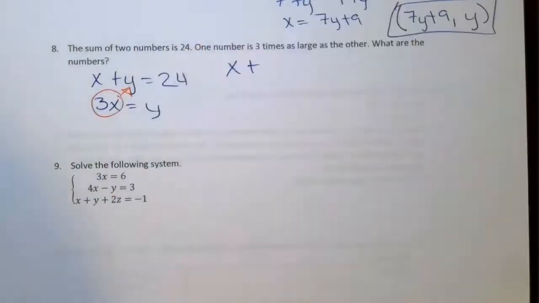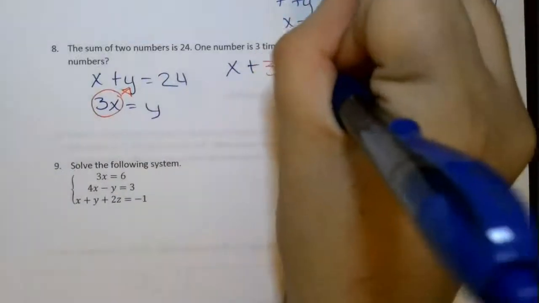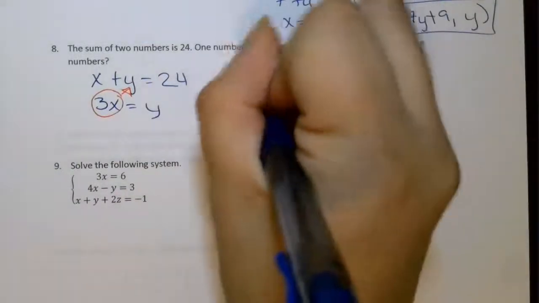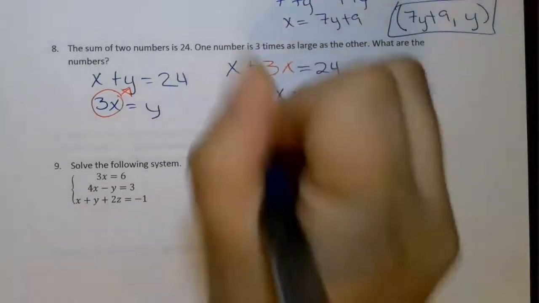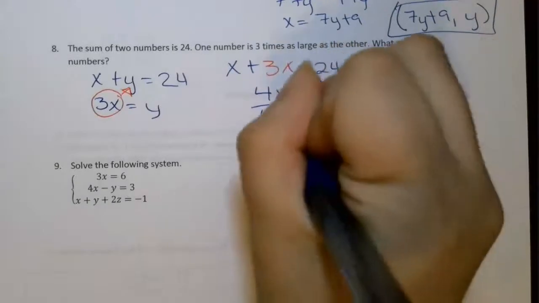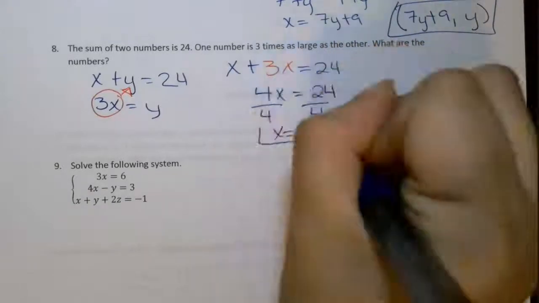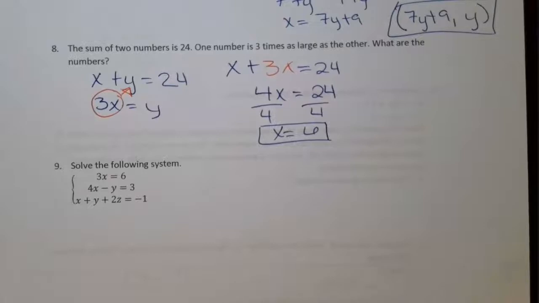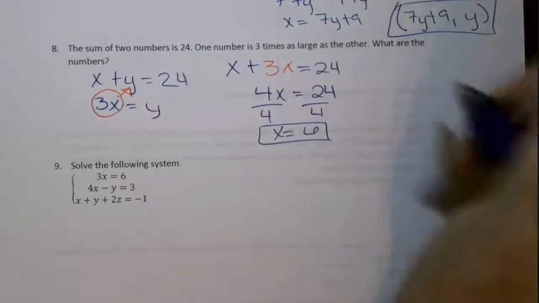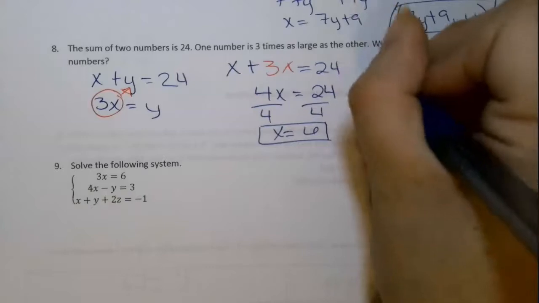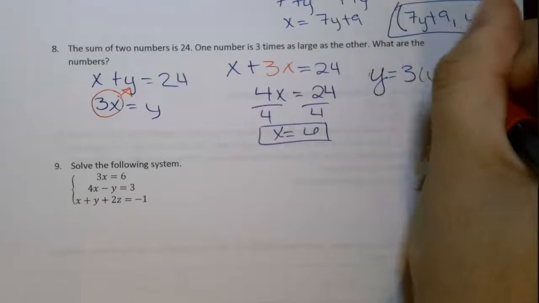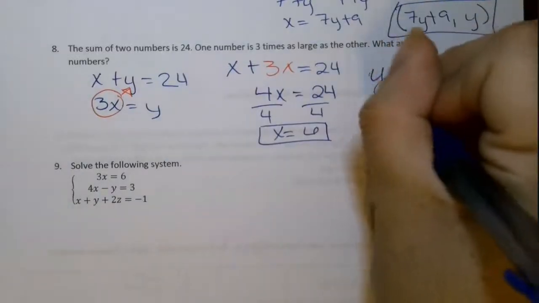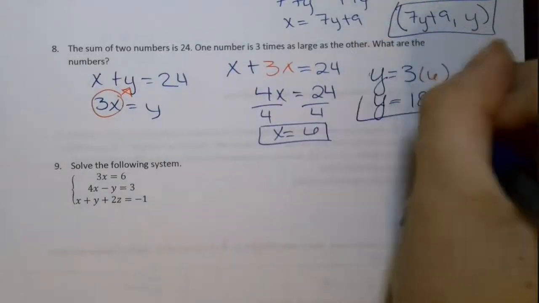So I have x plus 3x equals 24. X plus 3x is 4x. Then I want to divide both sides by 4. I get x equals 6. Since I'm just looking for numbers, I don't have to write this as a coordinate point. Then I'm going to go ahead and plug into one of my equations. I'm just going to pick the bottom one. So I have y equals 3 times 6, which gives me 18.